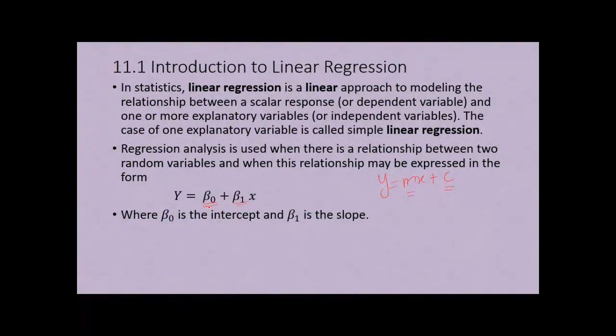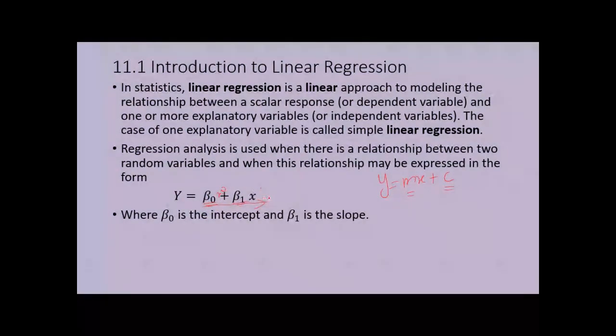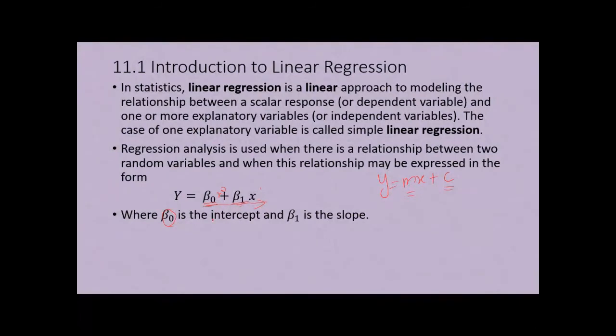This is in the increasing degree of x. Here x power 0, here x power 1. If there is any other term, it will be beta 2 x square, in this order, right? So beta 0 is the y-intercept and beta 1 is the slope.